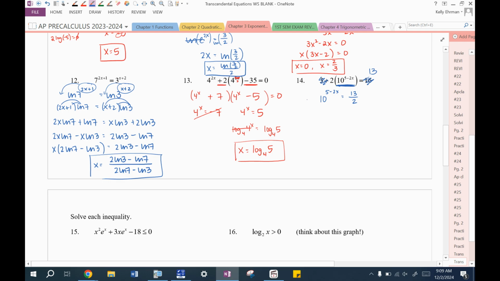We're going to common log both sides because a common log will cancel out a base 10. So it's 5 minus 2x equals the log of 13 over 2. Then you need to subtract 5. So log of 13 over 2 minus 5. You're not subtracting 13 over 2 minus 5 and getting 3 over 2. We're not doing that. And then divide by a negative 2.